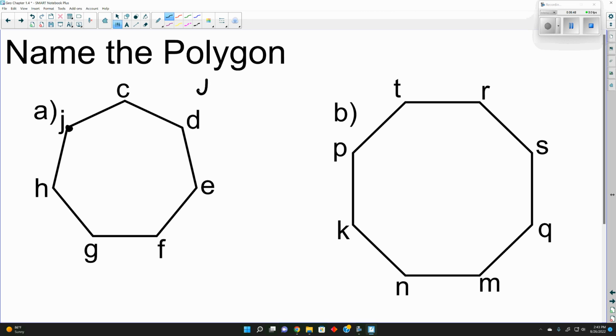Now, we need to go left or right. So, J, C, D, E, F, G, H. And that's the name. Now, we can go the other way too. We can say J.